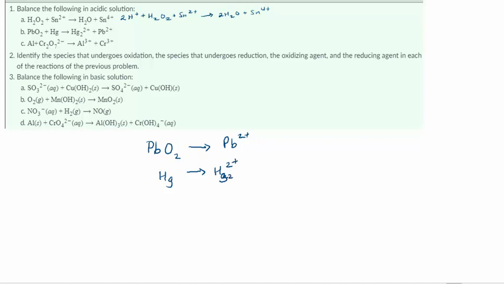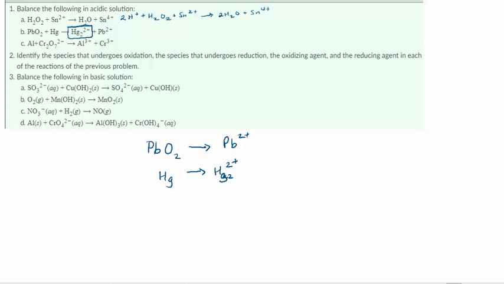Now Hg2 2+, this is actually mercury(I). This is an aside for you. Mercury(I) exists as a diatomic cation. So it's a little unusual that way, but this is mercury(I).